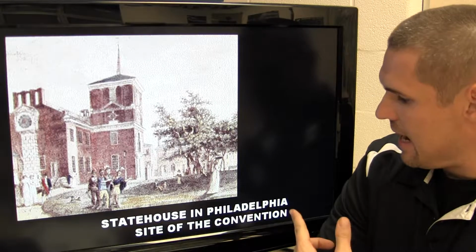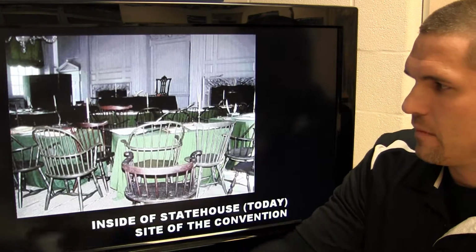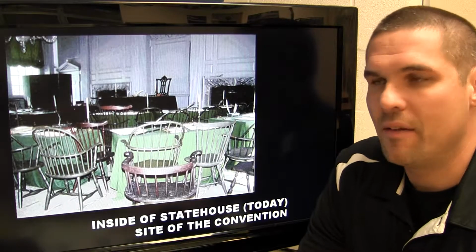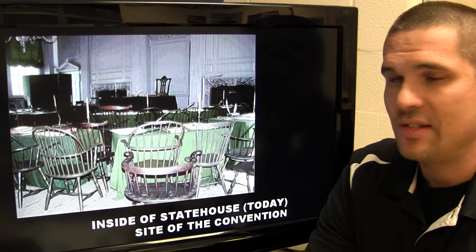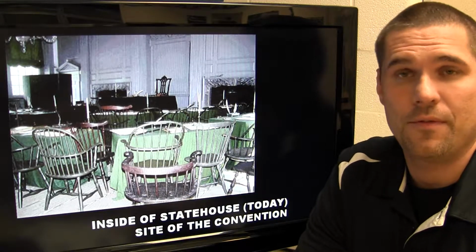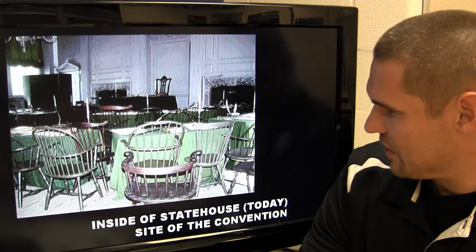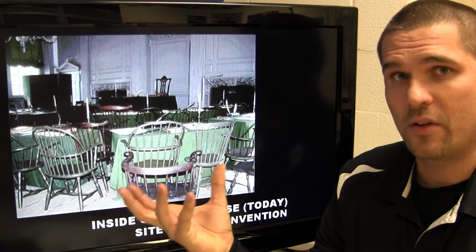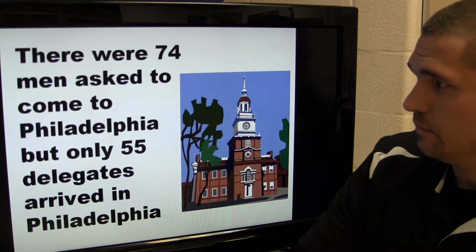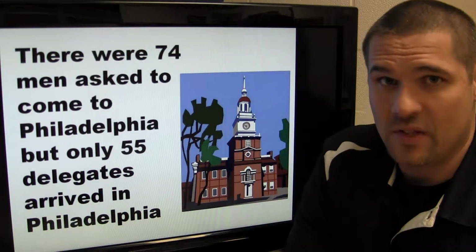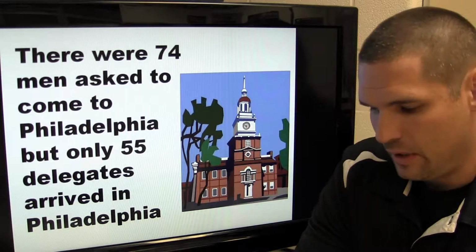They were to meet at the State House in Philadelphia. This is going to be the site of the convention. Here's a shot of the inside of the room where they met, where the convention took place. You might recognize this in the movie National Treasure, the first one, where they were trying to steal the Declaration of Independence. This is also the room where the Declaration of Independence was debated and signed. Now, 74 men were asked to be at this convention. However, only 55 delegates are going to be able to show in Philadelphia.